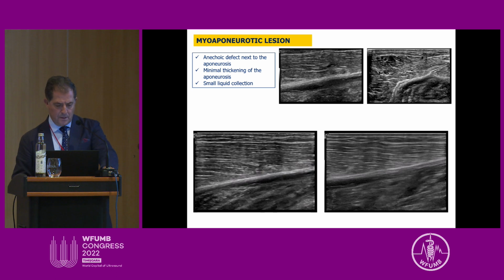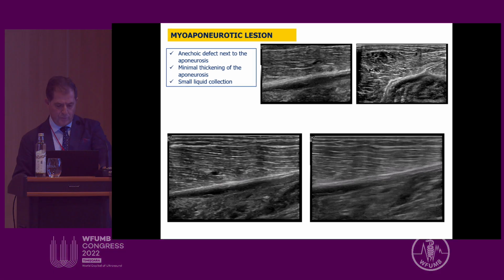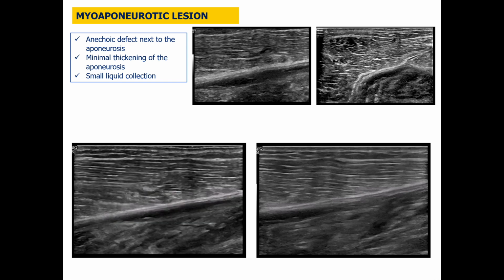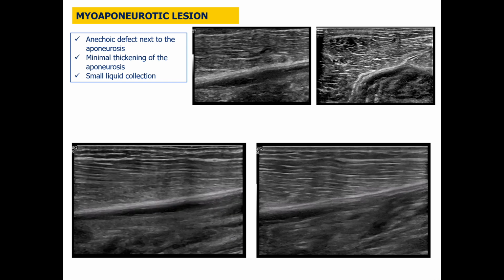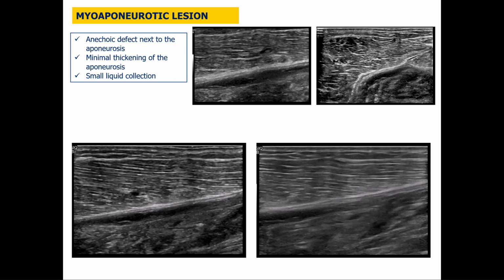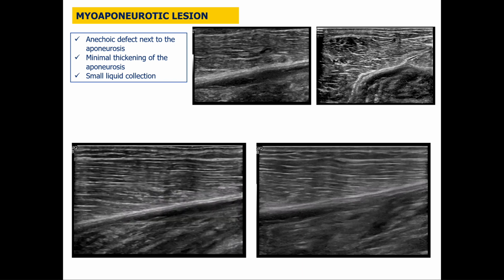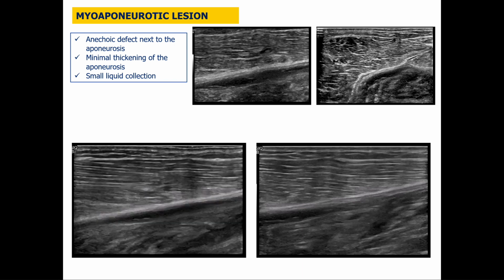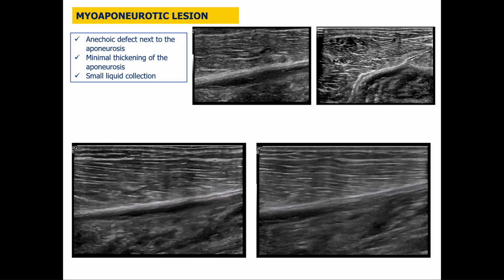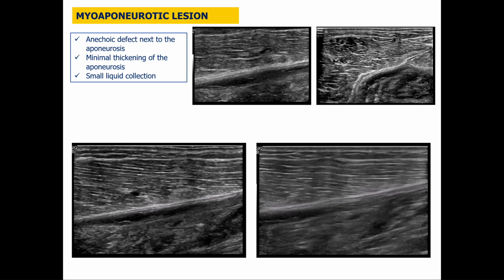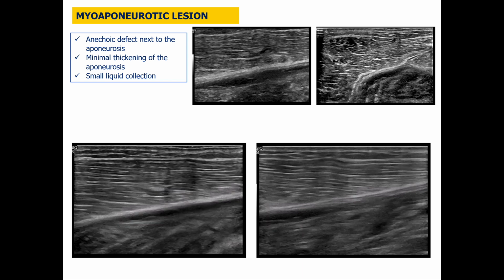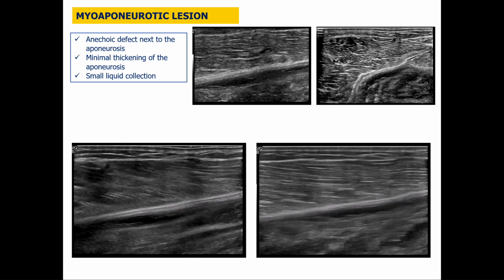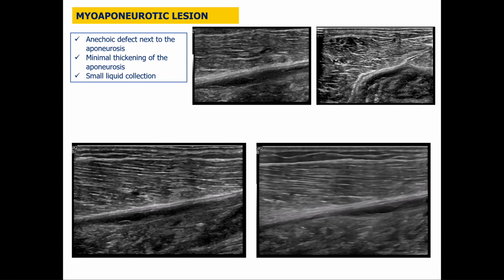Now we are viewing the video. This lesion is similar, a myoaponeurotic injury, and we see the anechoic defect close to the aponeurosis in this part, because now we are viewing the gastrocnemius muscle with its characteristic normal appearance. And so only the soleus muscle is affected by the injury.